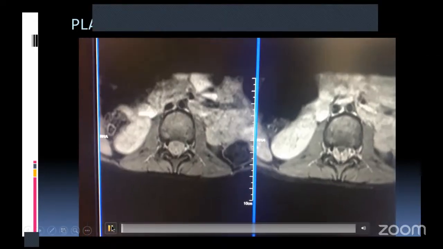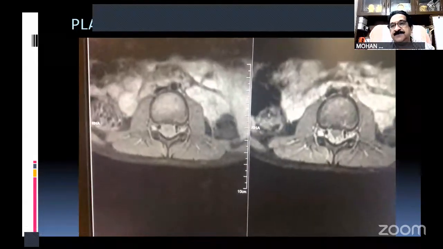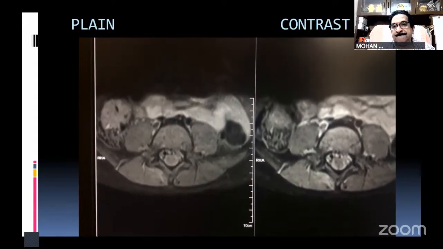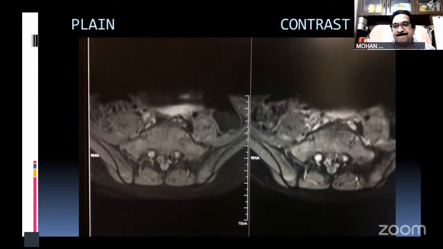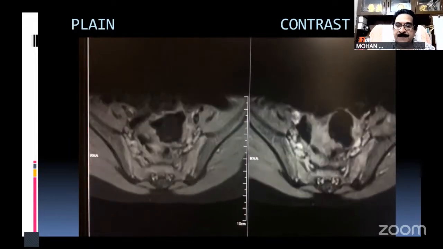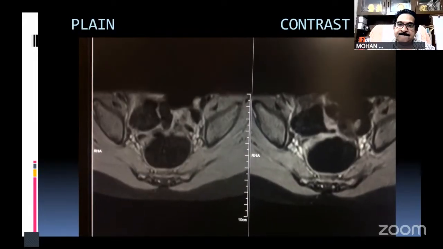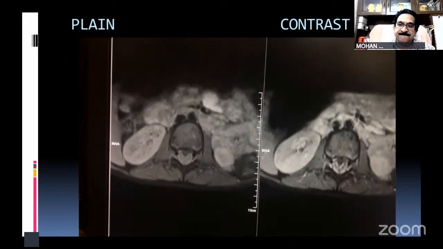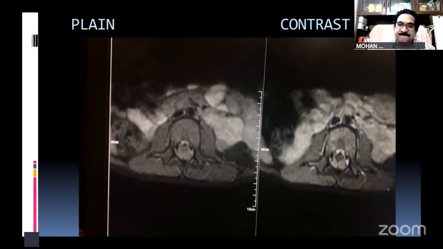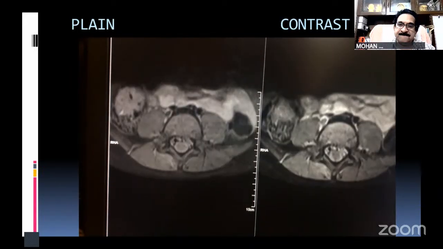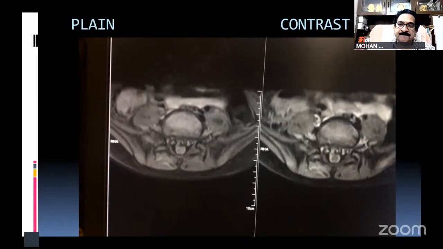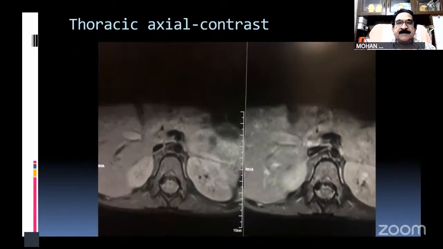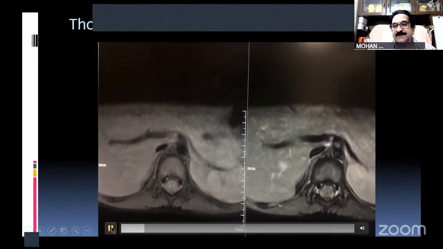Contrast. Compare the difference between the two. You can clearly make out the enhancement of the root and the associated meninges surrounding that. You can see that root. This is the thoracic spinal cord also. There was enhancement surrounding the meninges.